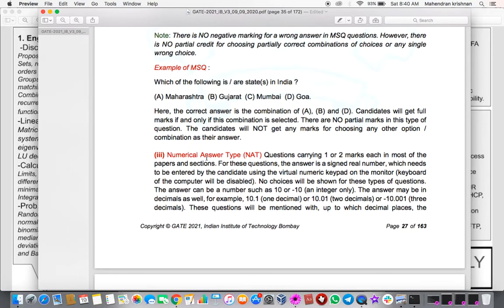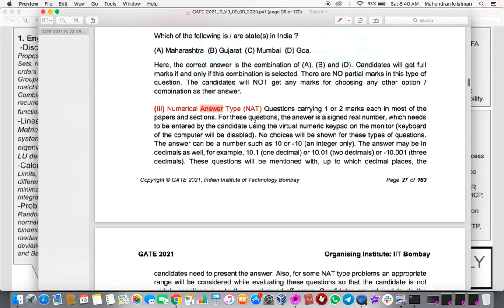And let us see the numerical answer type. Numerical answer type, 1 or 2 marks. Single sign. The answer is a signed real number. Yeah, it could be a whole number, it could be a natural number, it could be any number. So a decimal, which needs to be entered using a virtual numeric keyboard. There won't be choices. So this is like fill in the blanks. A number, any number. The answer may be in decimals as well.